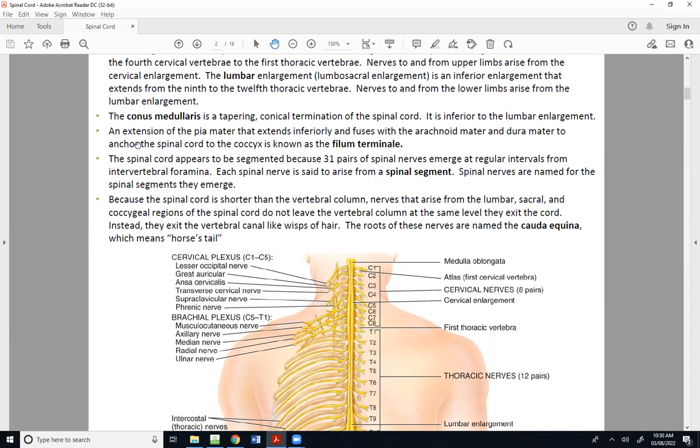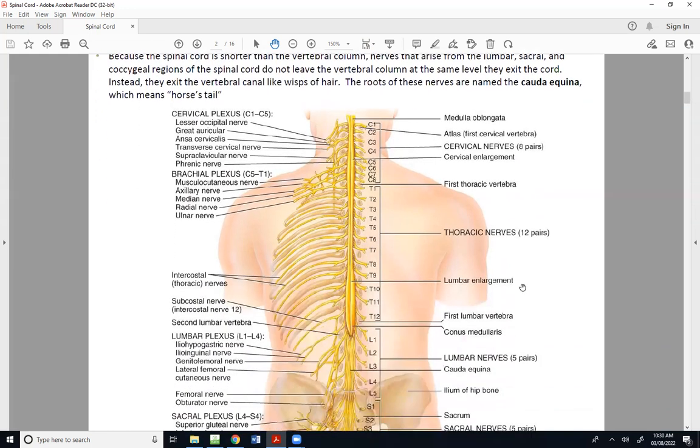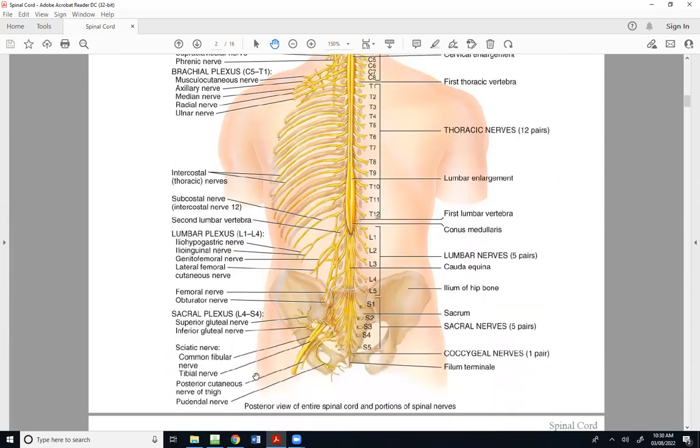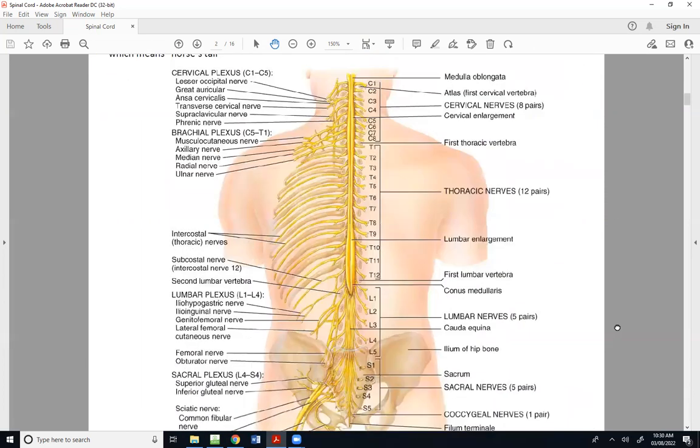Okay. The lumbar enlargement, also going by the term lumbosacral enlargement, is an inferior enlargement, which you might find a little bit odd, but extends from the 9th to the 12th thoracic vertebrae. So you might be wondering why it's the lumbar or lumbosacral enlargement. Well, the nerves to and from the lower limbs arise from this enlargement, and associated with it is what we call the lumbar and the sacral plexus, which are the branches, and we'll get into all this later in the lecture, that eventually feed our legs.